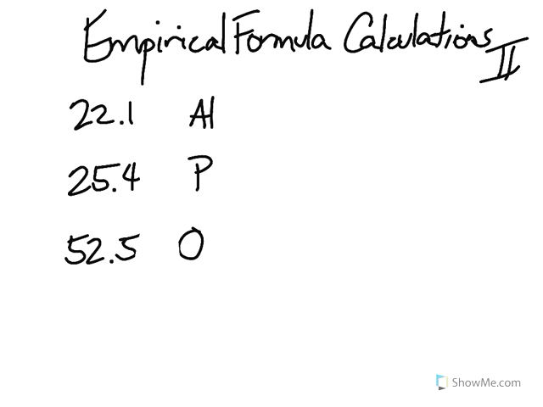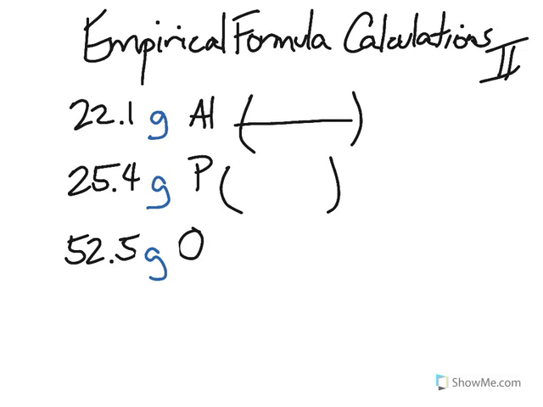And if each one of these are the percentages for the sample, then we can assume that we have 22.1 grams of aluminum, 25.4 grams of phosphorus, and 52.5 grams of oxygen. Now that we've determined what the masses of each one of these elements would be present in a 100-gram sample, let's go ahead and convert these into moles. And we will need their atomic masses from the periodic table.